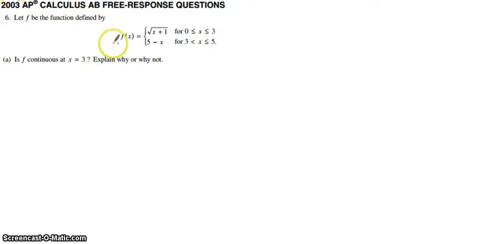So in the problem, they define a piecewise function for us. It's defined as the root function at 0, at 3, and at all values in between those. And then from 3 up to 5, including 5, it's defined as this line, 5 minus x.